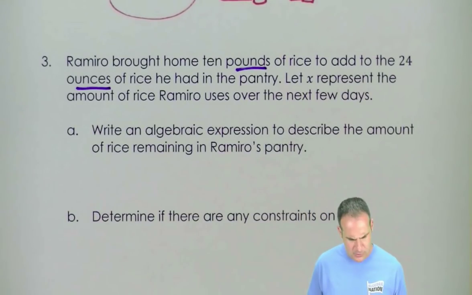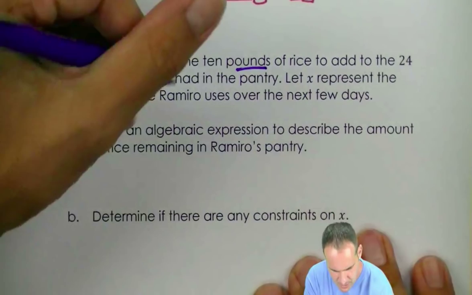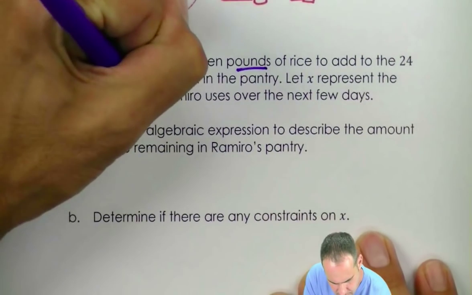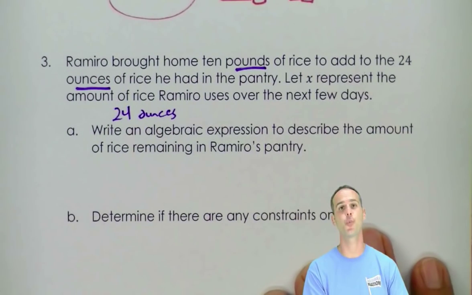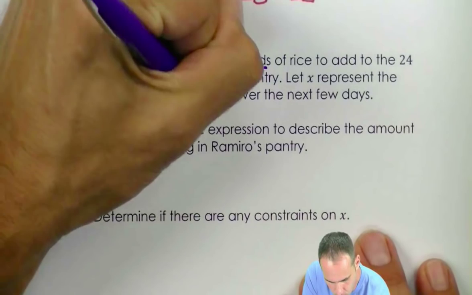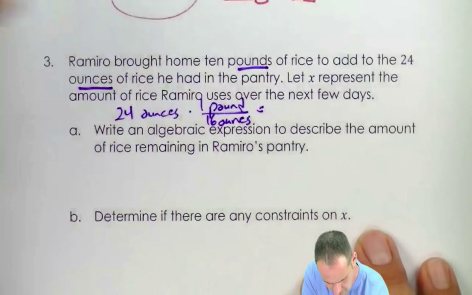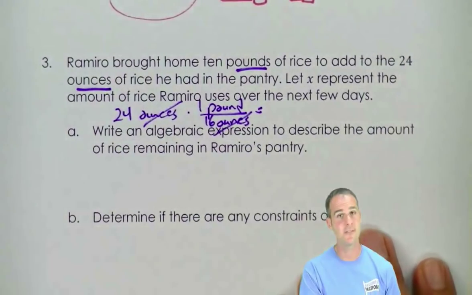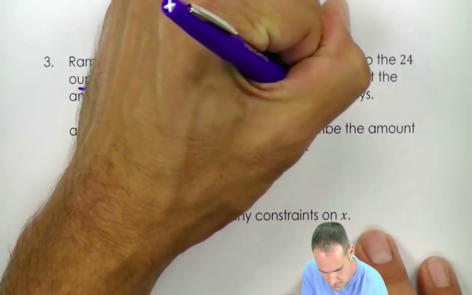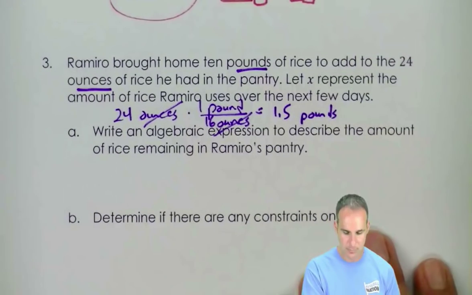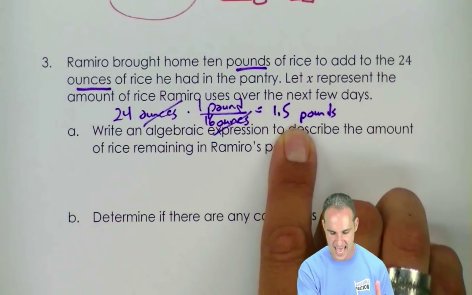So I'm going to convert, let's do pounds. So we have 24 ounces, and we need to know that for every 16 ounces, there's 1 pound. So you multiply by 1 pound over 16 ounces. 24 divided by 16 would be 1.5 pounds. So now we can say Ramiro brought home 10 pounds of rice to add to the 1.5 pounds of rice he had in the pantry.